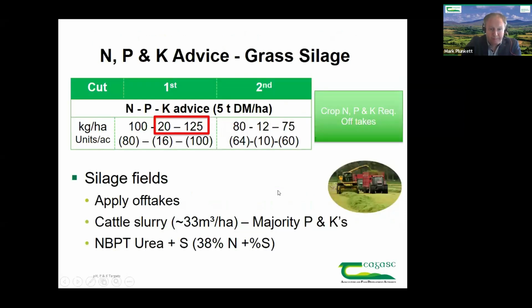Let's not forget about silage, one of the biggest crops we have in this country. The offtakes there, to remind you, are something like 20 kilos of P and 125 kilos of K, and that's for a 5-ton dry matter crop per hectare.